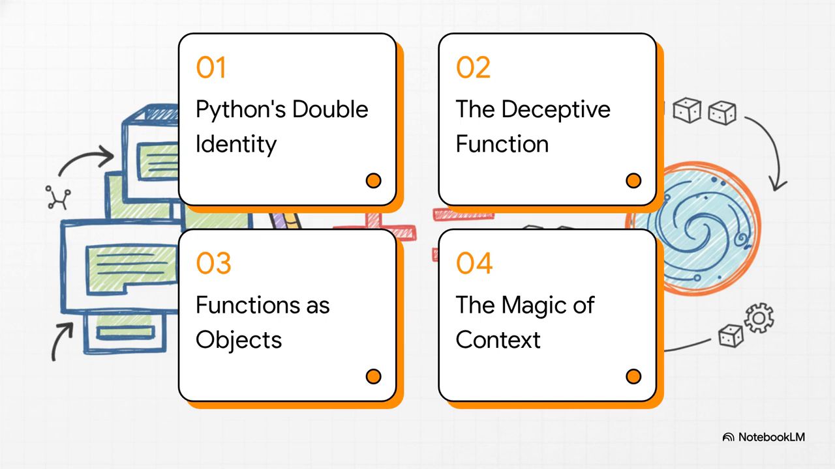Here's our game plan. First, we're going to uncover this functional veneer that sits on top of Python's object-oriented core. Then, we'll check out how Python's whole approach to functions is different. After that, we'll get into the real power of treating functions like objects. And finally, we'll see the ultimate team-up in a feature you probably use every single day.